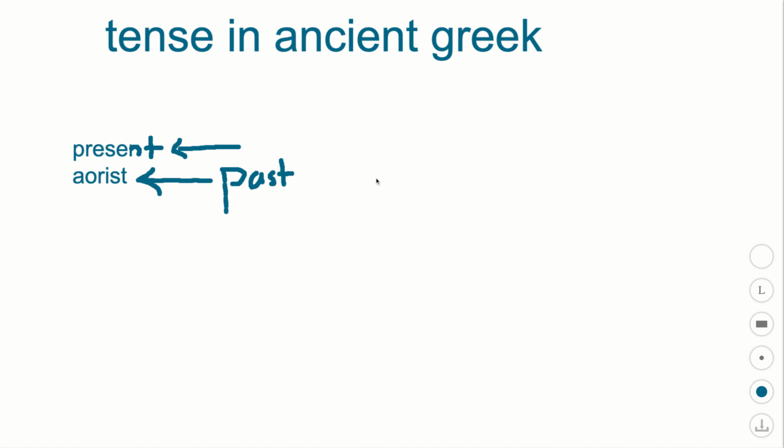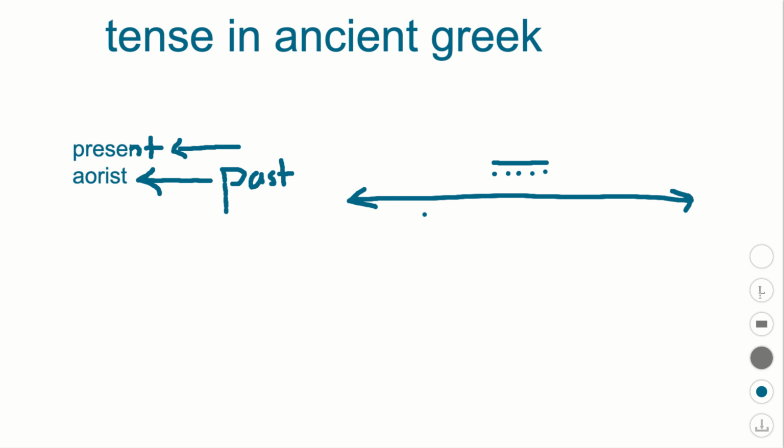So if we've got a timeline here, we can have a present tense verb like a habitual action, happens a lot of times in the present, right? Or it's currently happening in the present. With the aorist, we have something that happened once in the past. So that would be the aorist.